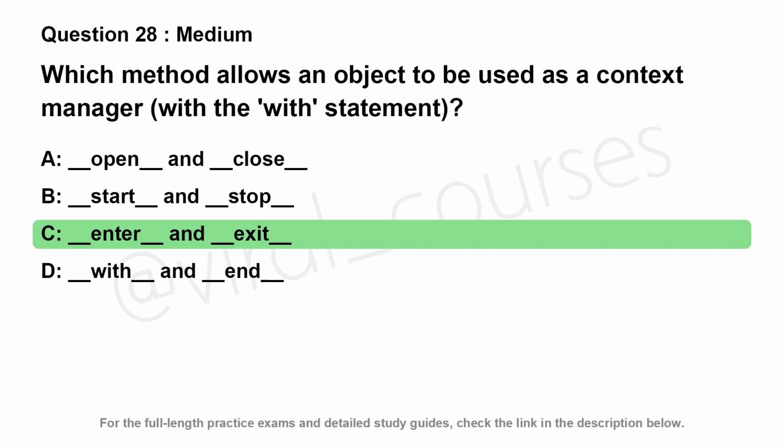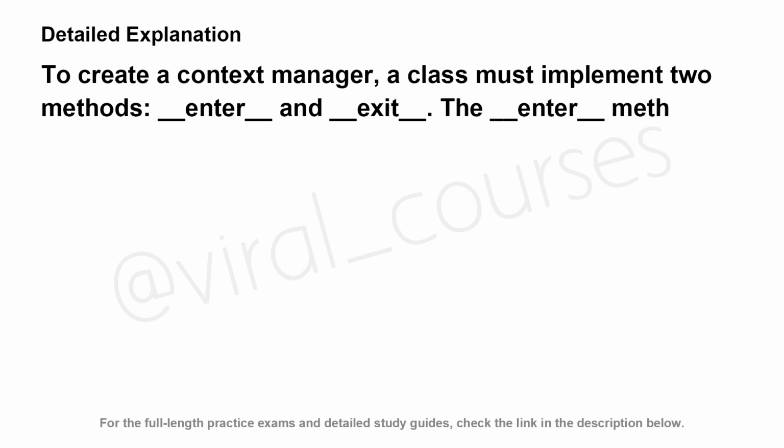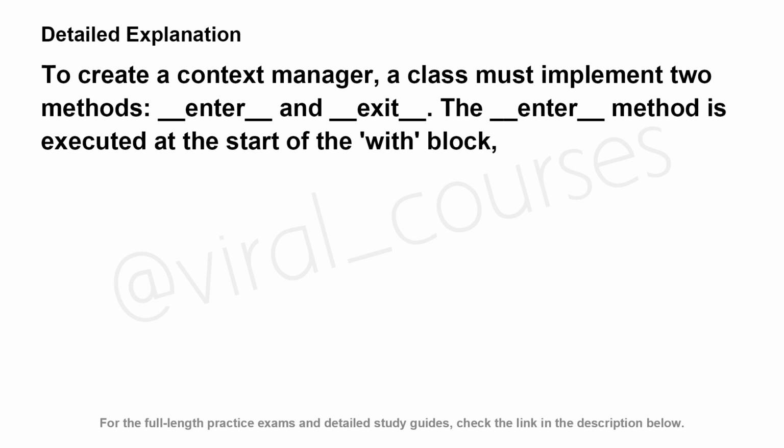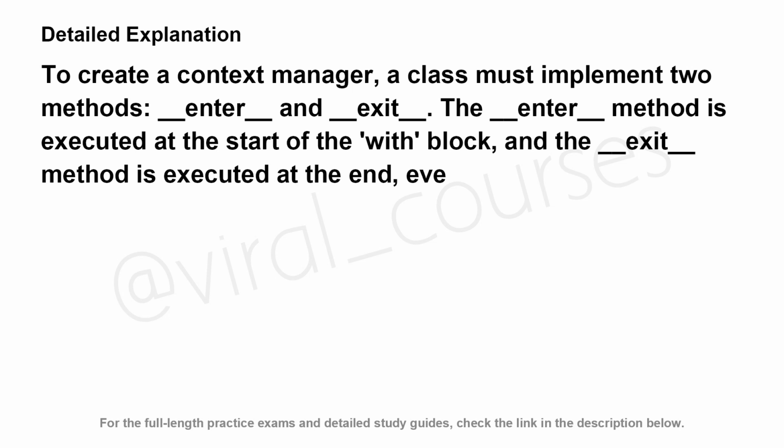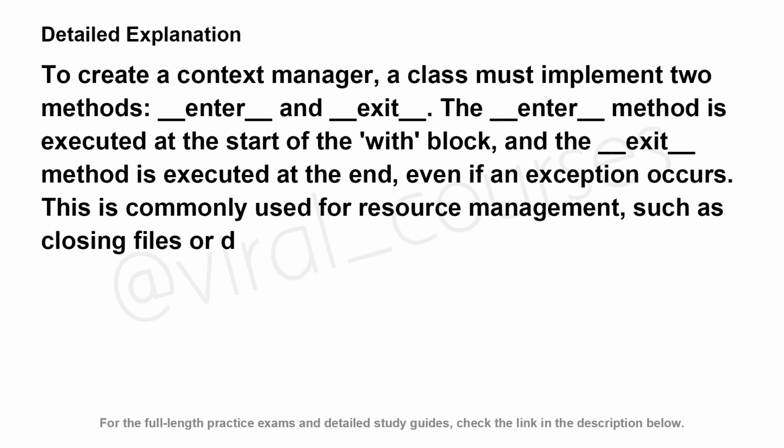The correct answer is C. To create a context manager, a class must implement two methods: __enter__ and __exit__. The __enter__ method is executed at the start of the with block, and the __exit__ method is executed at the end, even if an exception occurs. This is commonly used for resource management, such as closing files or database connections.